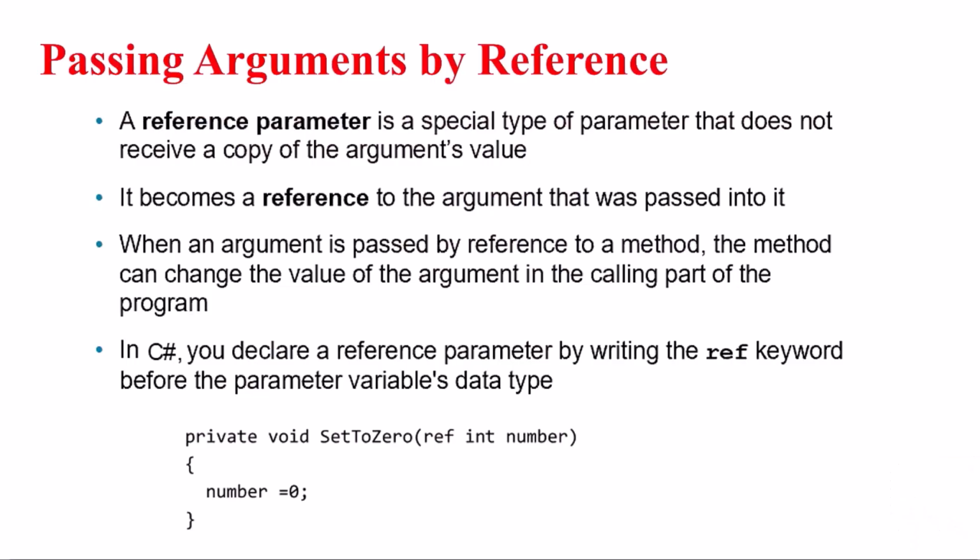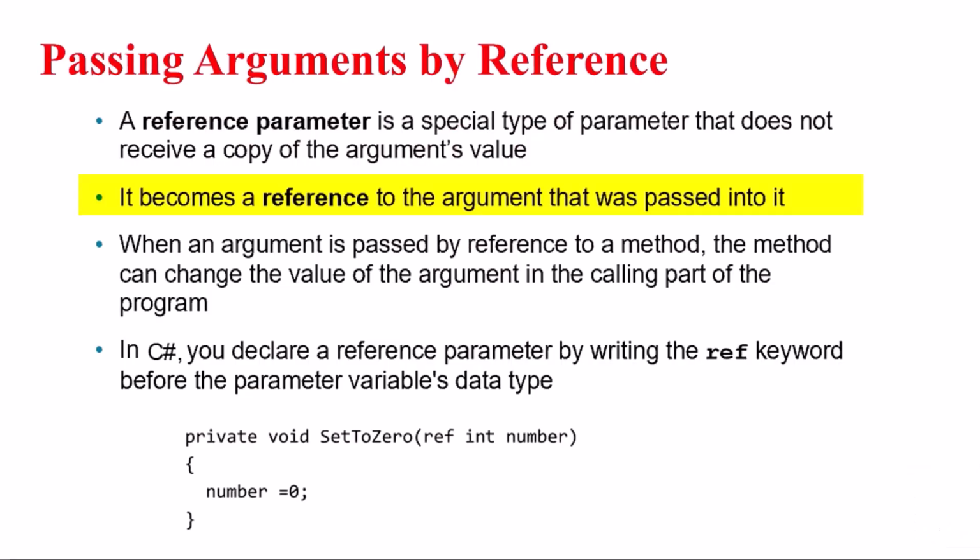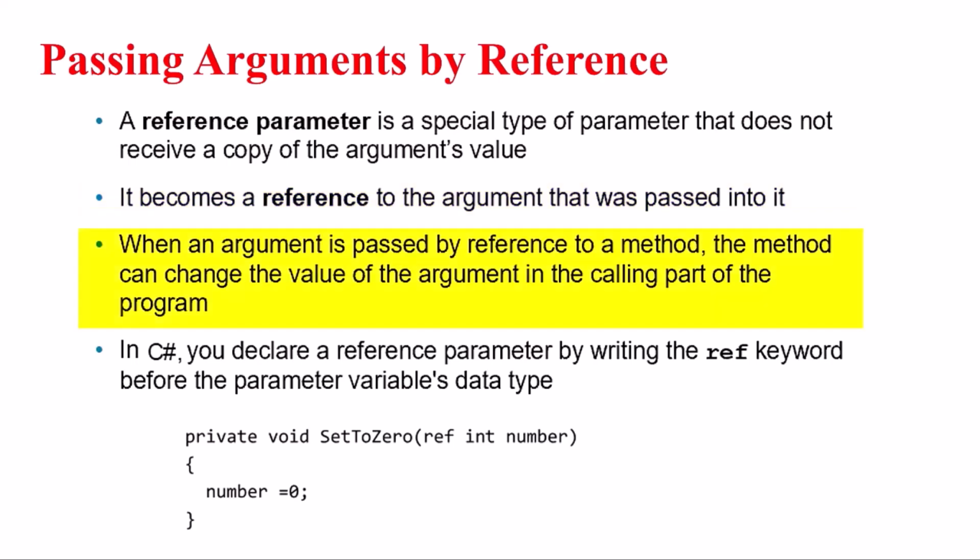Okay, we're looking at passing arguments by reference. This is different than what we've been doing before. And as you can see, we've got a reference parameter. It's a special type of parameter that does not receive a copy of the argument's value. In other words, you don't get the value. Instead, you get the keys to where this value lives, where it is in memory. It becomes a reference to the argument that was passed to it. When an argument is passed by reference to a method, the method can change the value of the argument in the calling part of the program.